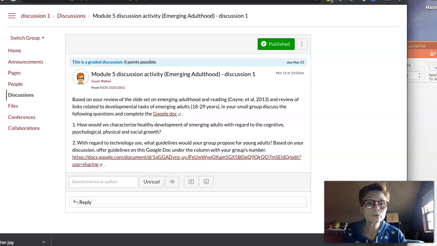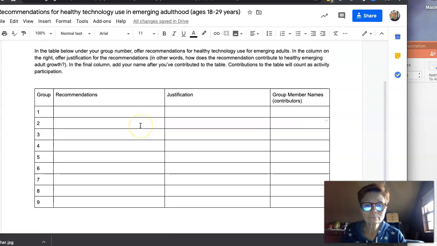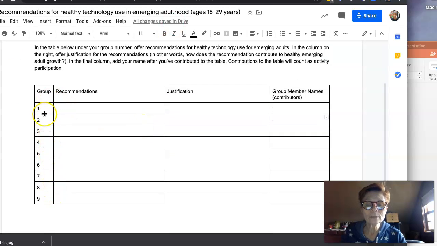And when you go to the Google Doc, this is what it looks like. And you can see the 9 group numbers, and simply write in your recommendations. Hopefully by the time we're done, we'll have a really nice list that we can adapt and share with the full class.